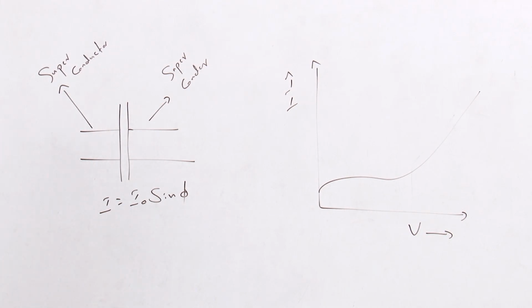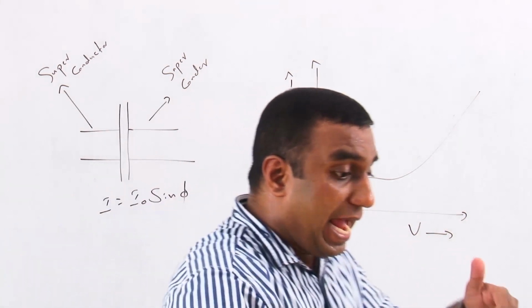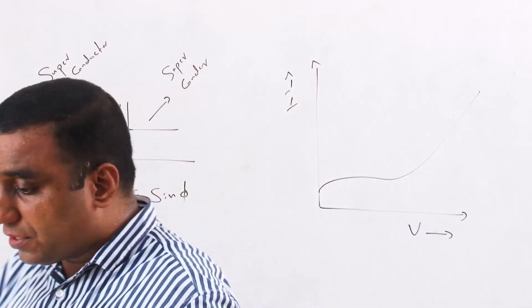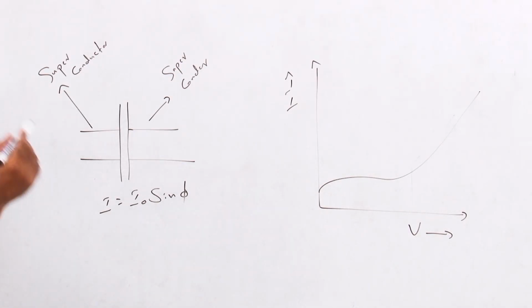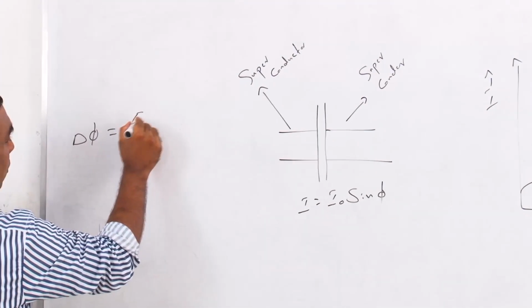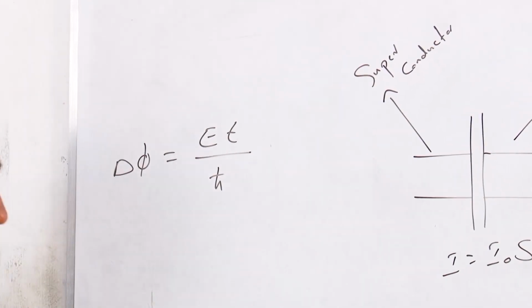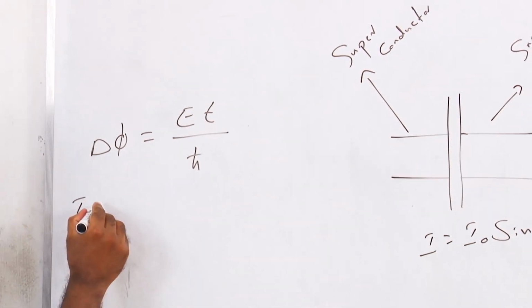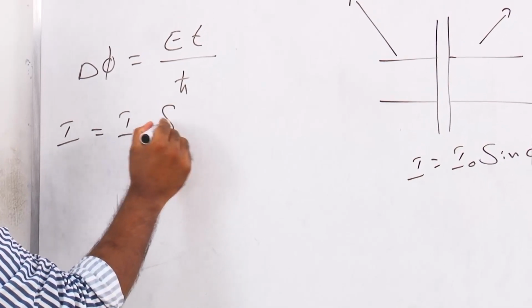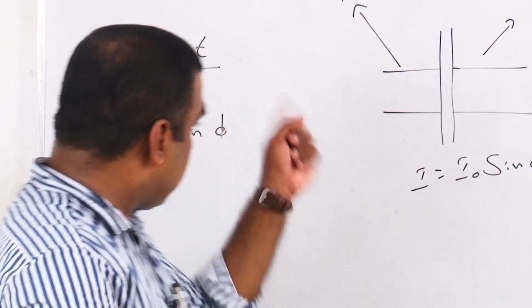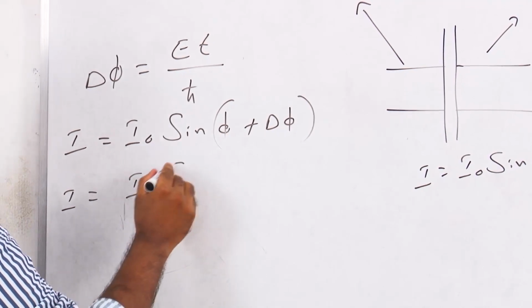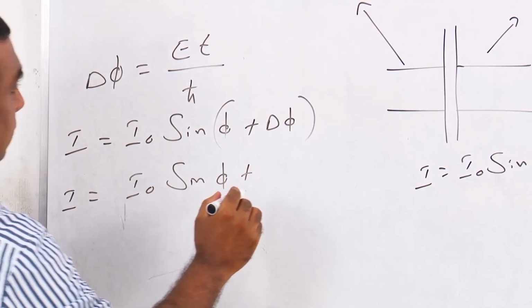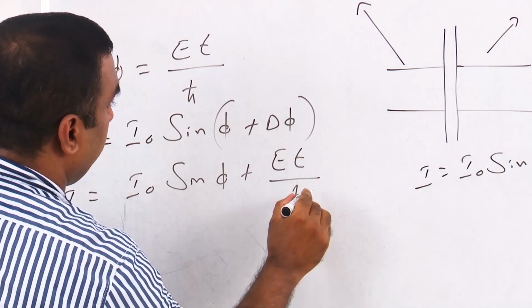Now what will happen if an additional static potential difference is applied to the system? If an additional potential difference is applied to the system, it gets an additional phase change which is given by delta phi equal to Et divided by h cross. Therefore, in that case, the resultant current is given by I equal to I0 into sin of phi plus an additional phase change delta phi, or I equal to I0 into sin of phi plus Et divided by h cross.